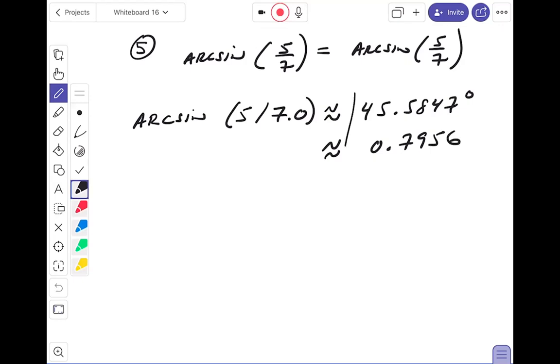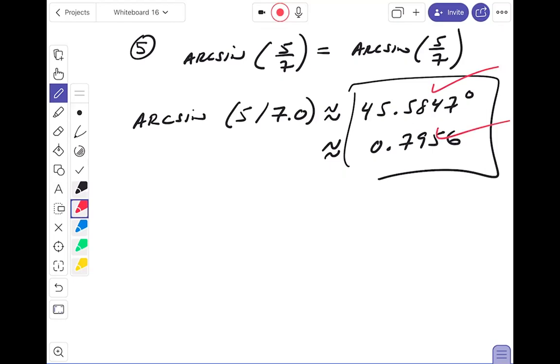If you're in radian mode, what would you get? 0.7956. All right. I want to point out, make sure you're looking at the key. If you can't get these answers for whatever reason, including you don't know how to use a calculator or a computer, reach out and we'll try to help you with that. So 45.5847 and 0.7956. Looking good. And we'll get to Sage later. Don't worry about that.